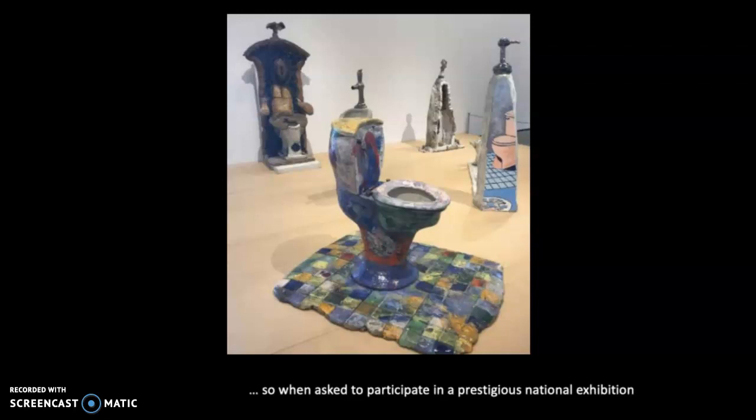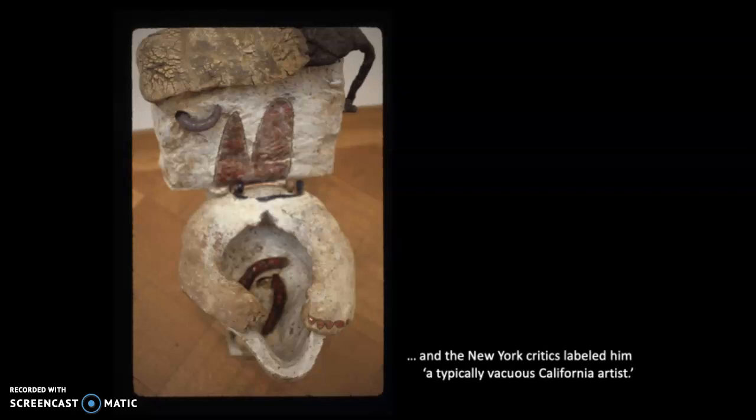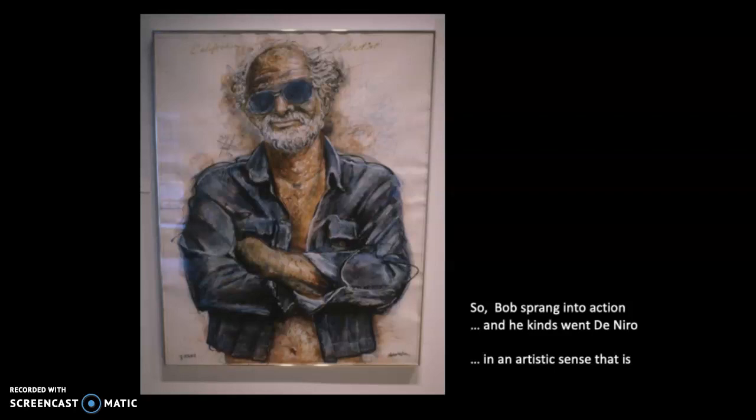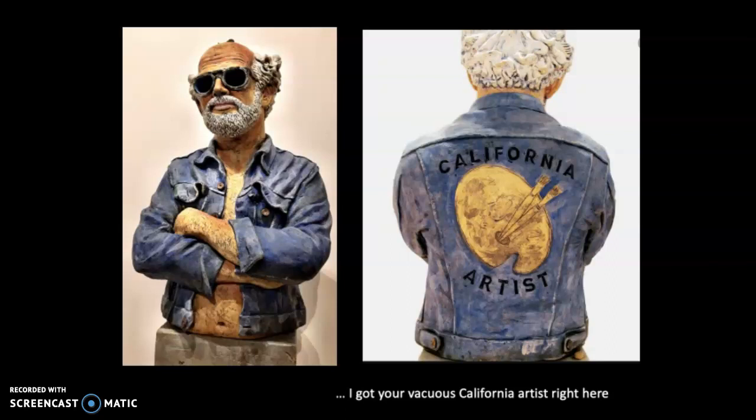So when asked to participate in a prestigious national exhibition for one of the first times in his career, he submitted toilets, and they were these narrative storytelling toilets, true to his form of the way he worked. And the New York critics labeled him, this is the first time he was on a national stage, a typically vacuous California artist. Game on, Bob sprang into action, and he kind of went De Niro, in an artistic sense. So you really want to see a vacuous California artist, huh? All right, let me show you. So, I got your vacuous California artist right here, and say hello to my little friend.